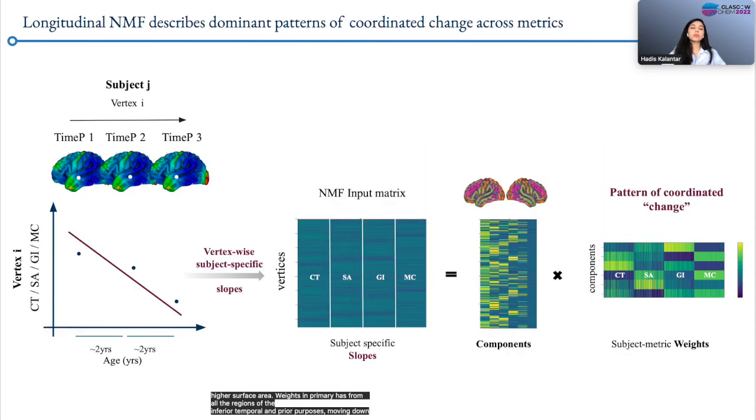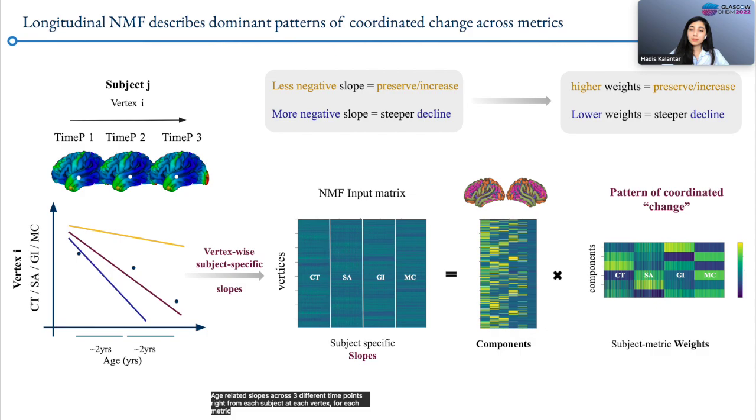Moving on to the longitudinal NMF implementation, here we specifically used age-related slopes across 3 different time points derived from each subject at each vertex for each metric. And this implementation will result in a different interpretation that rather highlights the velocity of change, in which lower weights are interpreted as steeper decline of a metric, while higher weights are interpreted as a relative preservation.